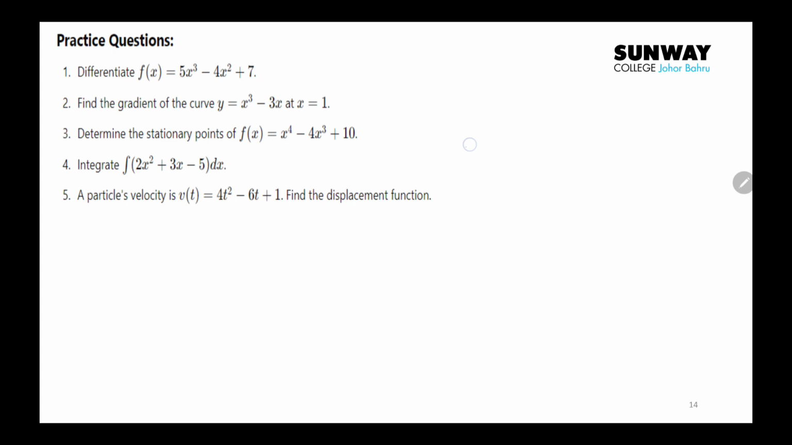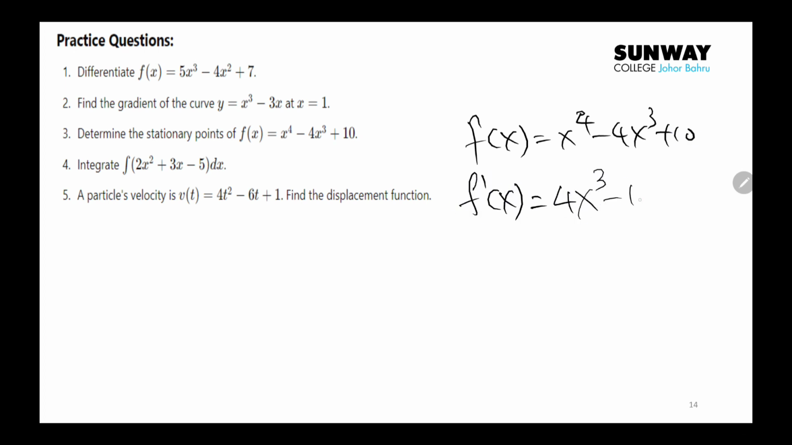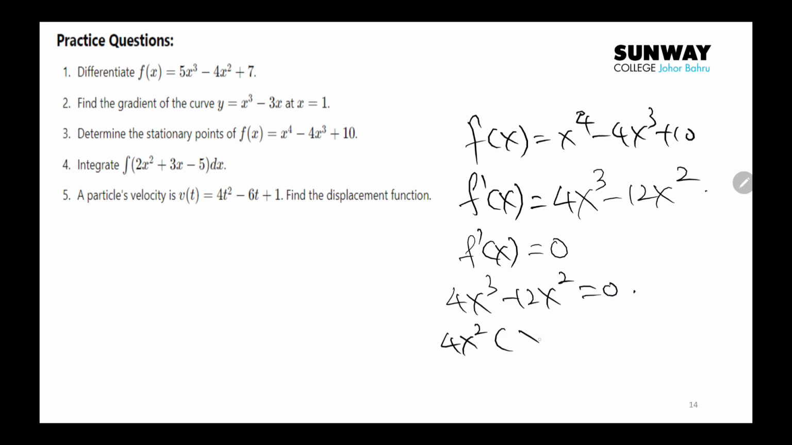Determine the stationary points of f(x) equals x to the power of 4 minus 4x to the power of 3 plus 10. Differentiate this, and you get 4x to the power of 3 minus 12x to the power of 2. Your goal is to let the first derivative equal 0. So 4x to the power of 3 minus 12x to the power of 2 equals 0. 4x squared times (x minus 3) equals 0. X equals 0 or x equals 3. These are not the stationary points; these are the x coordinates of the stationary points.